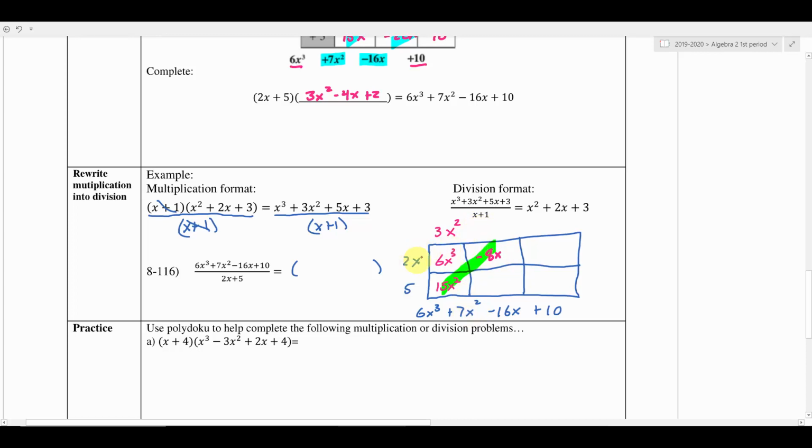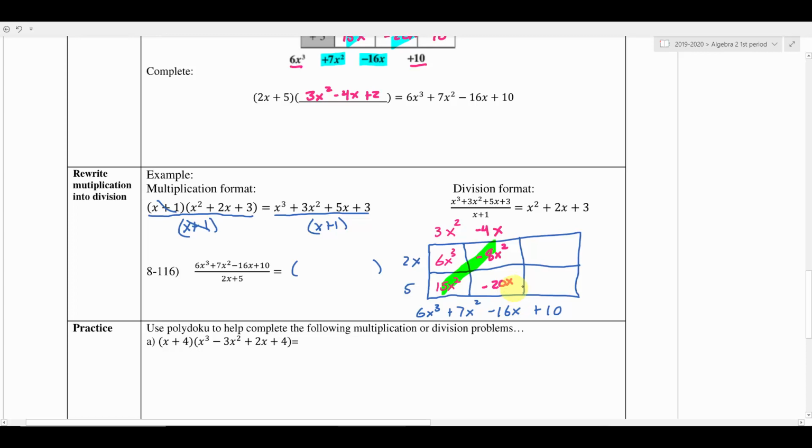Okay, so I've got 2x times something gives me negative 8x. Well, I know I need a negative 4, because negative 4 times 2 gives me negative 8. And, oh, that should be a squared. And then I know I need another x because x times x gives me x squared. All right, and then I multiply down with the 5. So negative 4x times 5 is negative 20x.